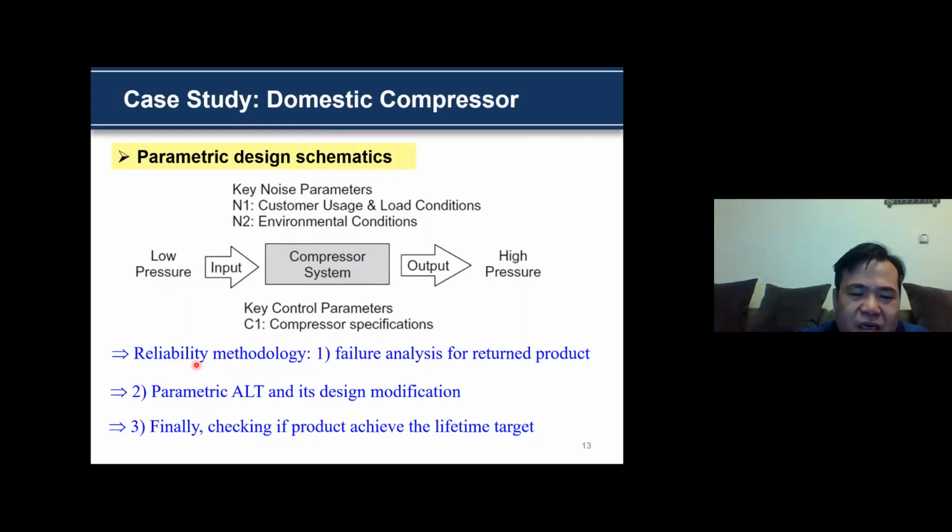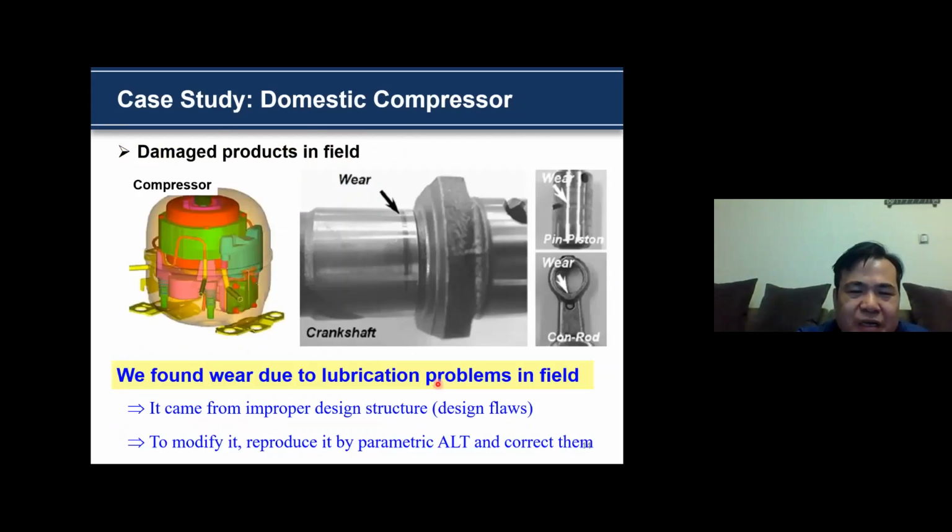The reliability methodology consists of three parts: failure analysis, parametric ALT, and design modification, and finally checking the product against the lifetime target. This is a damaged product in the field, and we found a lot of wear, which came from a lubrication problem in the field. To modify it, it requires parametric ALT and correction.